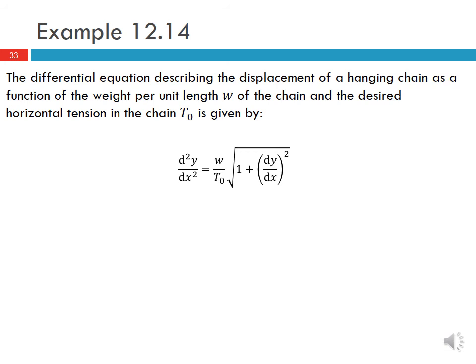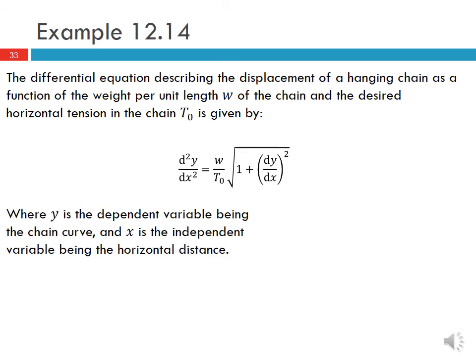So let's look at another example. Here we're using the differential equation to describe the displacement of a hanging chain as a function of the weight per unit length W and the desired horizontal tension in the chain, which is T0. So the differential equation is given as shown here. It's a second order nonlinear differential equation.